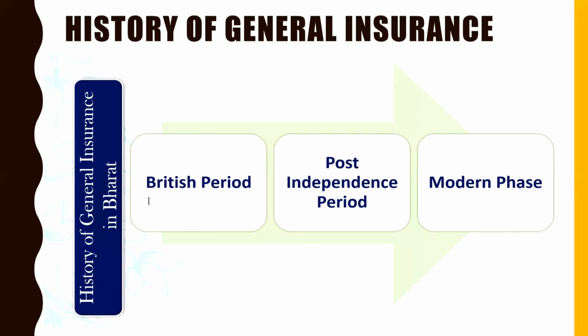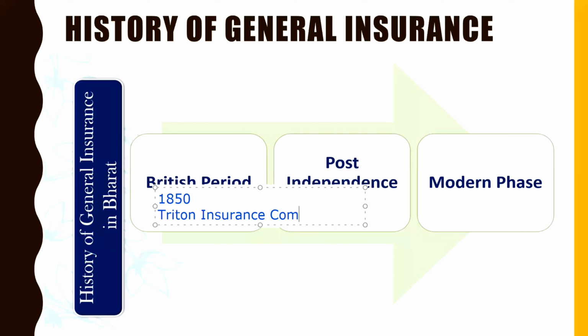Now this British era or the British period was a period when Bharat was ruled by Britishers. Here what had happened, in the year 1850, there was one company called Triton Insurance Company, which started its business of insurance in Bharat. So we can say that 1850 was the official period when the general insurance concept became popular.